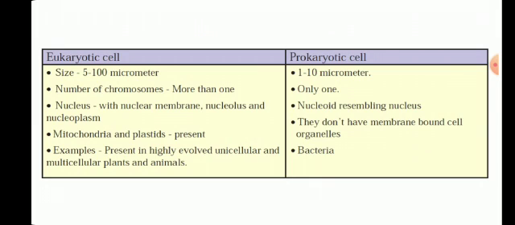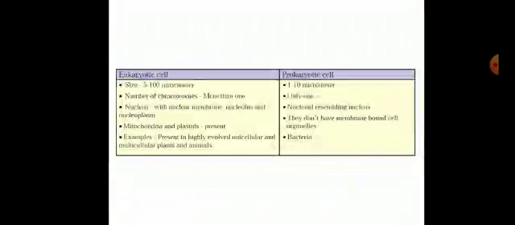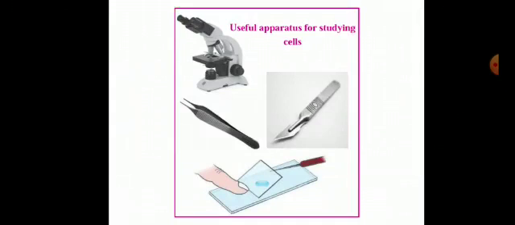Children, you write down this table which shows distinction between eukaryotic cell and prokaryotic cell. Differentiate between eukaryotic cell and prokaryotic cell. If such type of question comes in exam, you will be able to write the points. Useful apparatus for studying cell: microscope, forceps, glass slide, cover slip. All the necessary apparatus for studying cells are shown here.